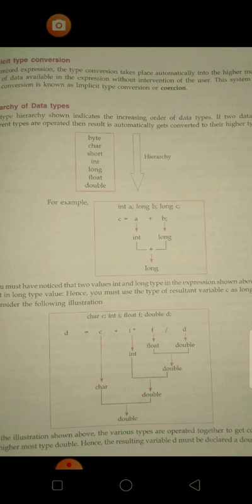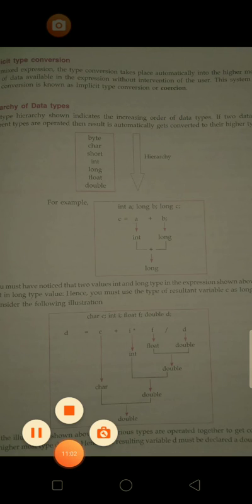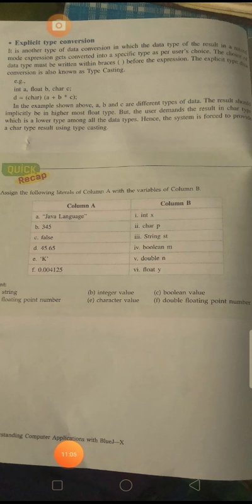The second type of type conversion is explicit type conversion, also termed as type casting. It is another type of data conversion in which the data type of the result in a mixed mode expression gets converted into a specific type as per the user's choice. The choice of data type must be written within braces before the expression. You can see the example here.